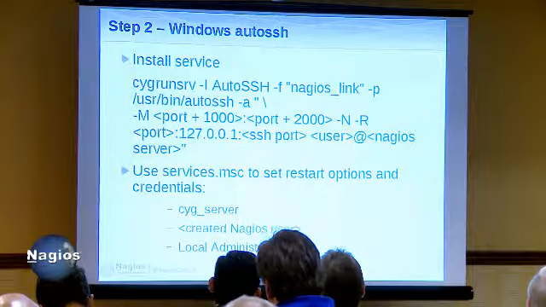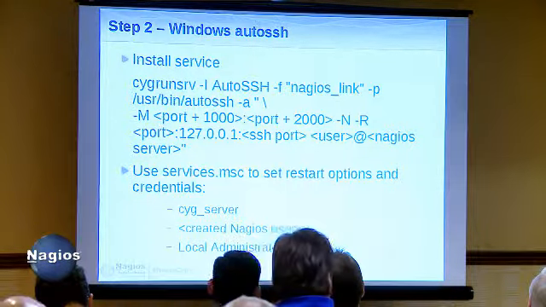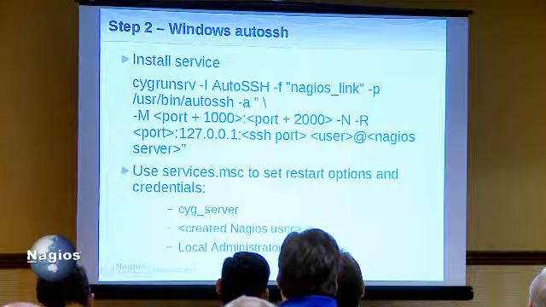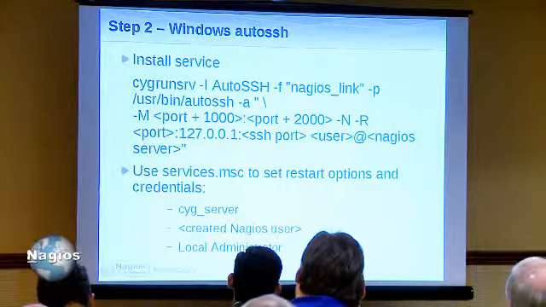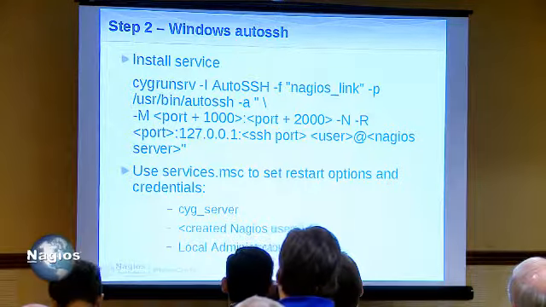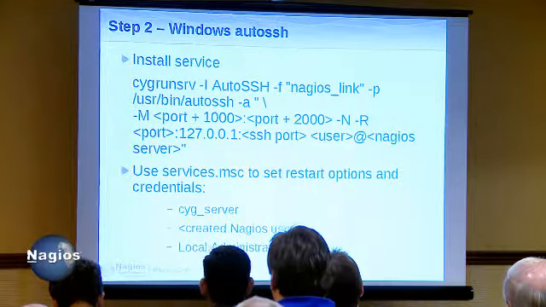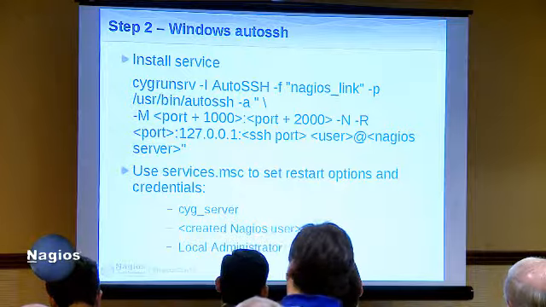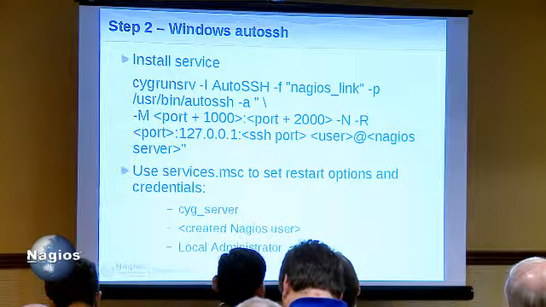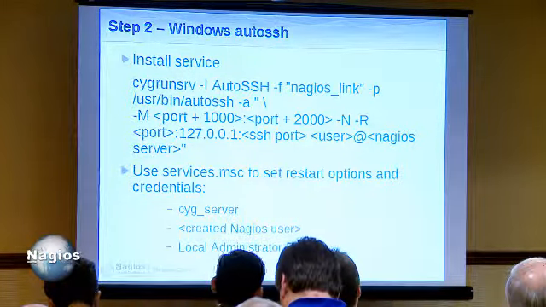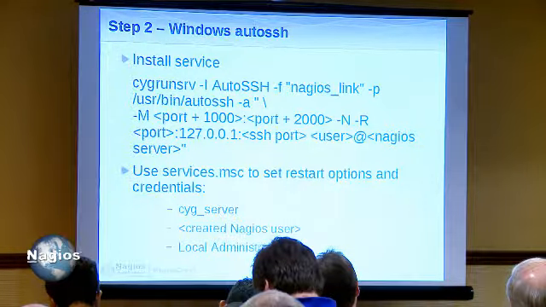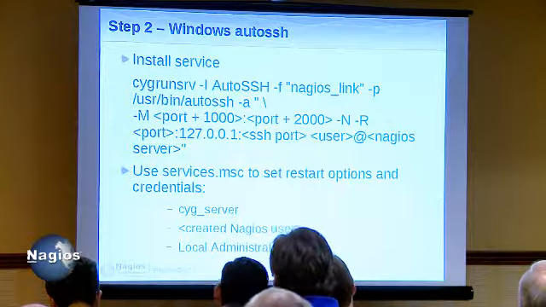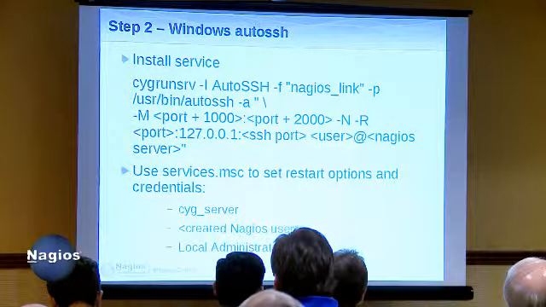That's how you set up the autossh server to run under Windows. Once you've created it, use the services.msc plugin to set your restart options. There are three levels: restart if fail, restart if fail, restart if fail. Set your credentials. There's a user created when you install SSH on Cygwin called Sig Server. Normally that works.